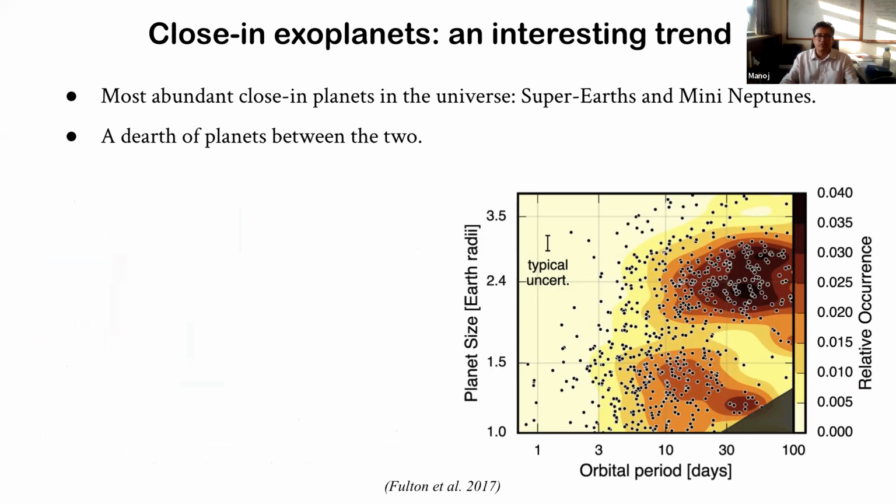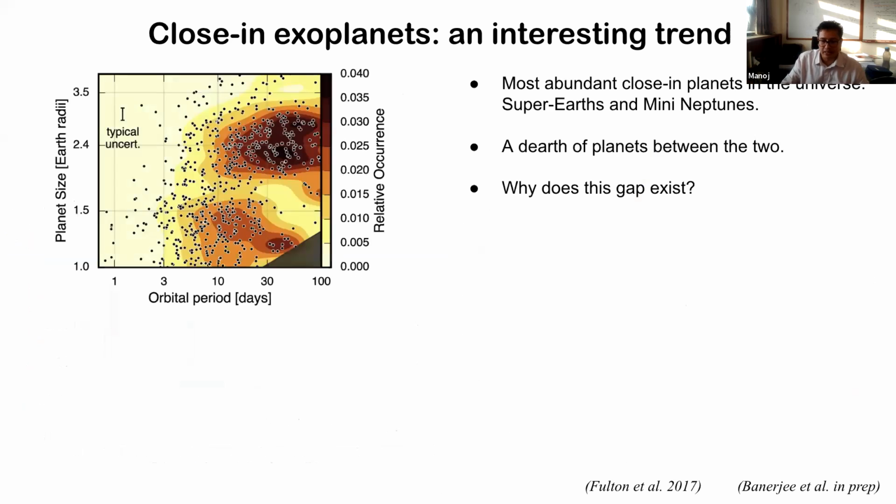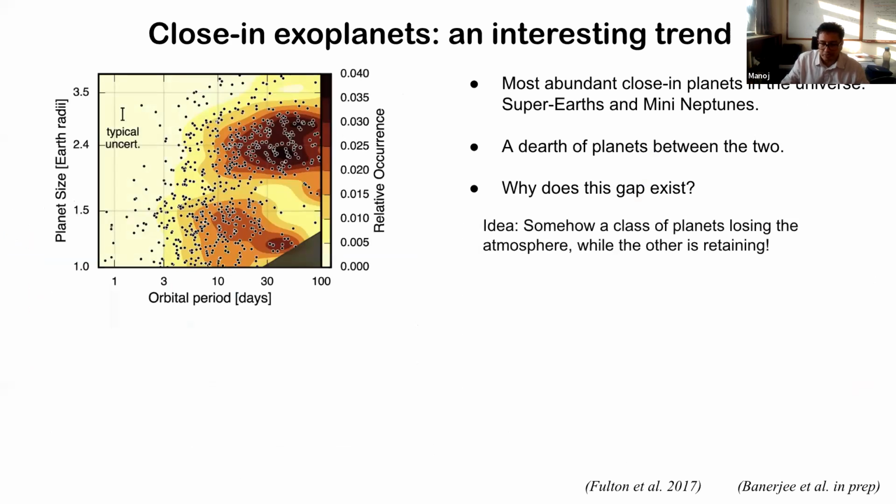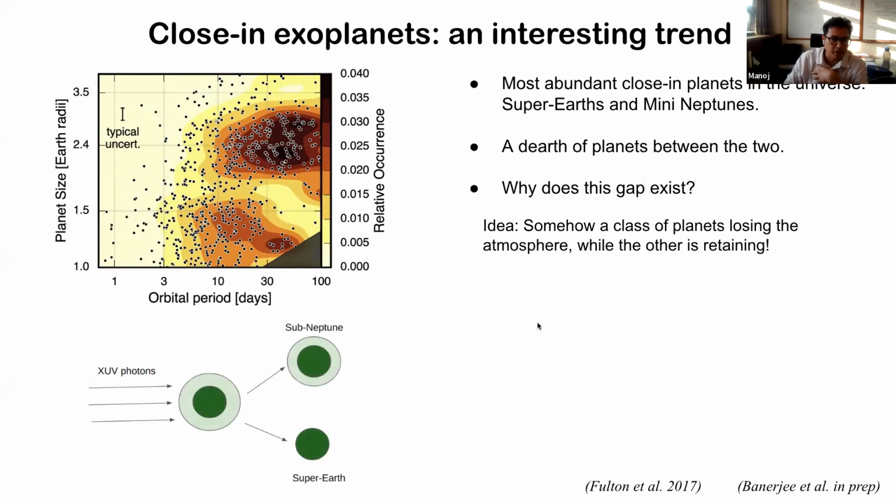So what is the origin of this radius valley? Why does this gap exist? There have been a few suggestions. One of them was that when these planets form they are like this, and then they somehow lose their atmosphere and become like this. Some of them are sufficiently massive that they are able to hold on to the atmosphere, and that is how the divide happened. So why do they lose their atmosphere?